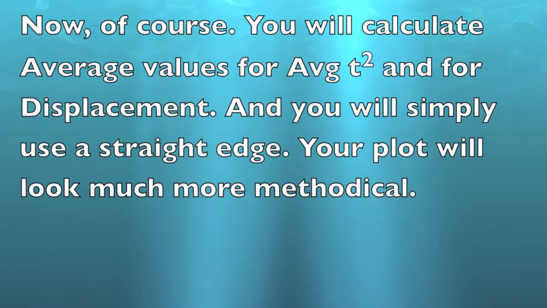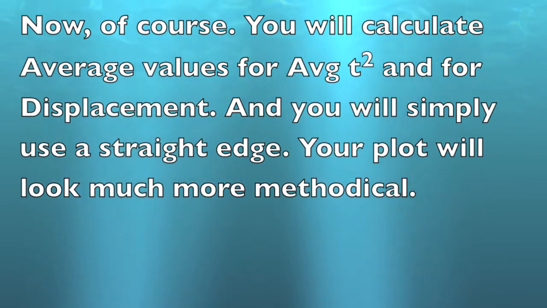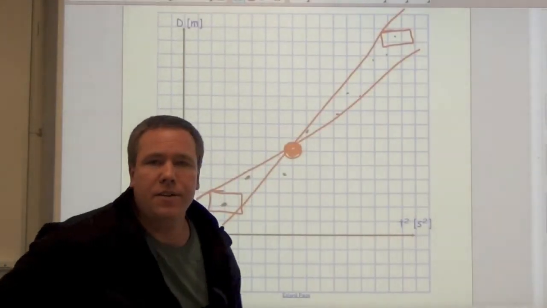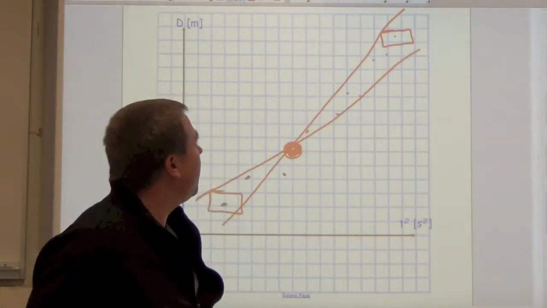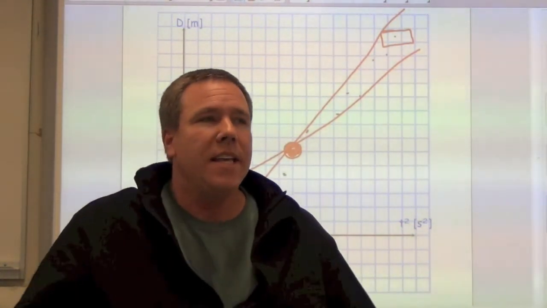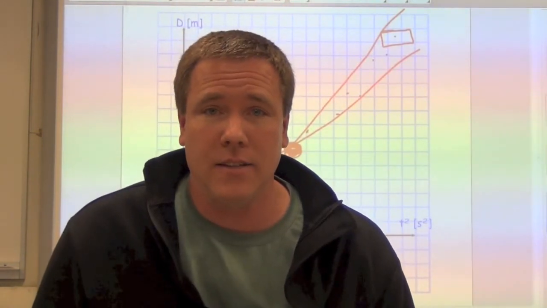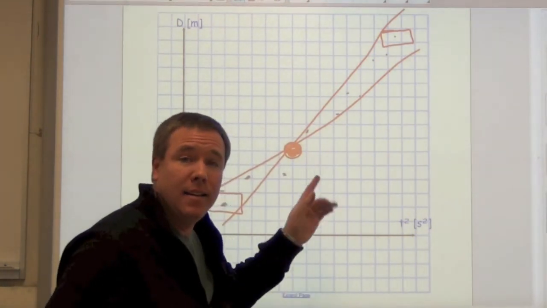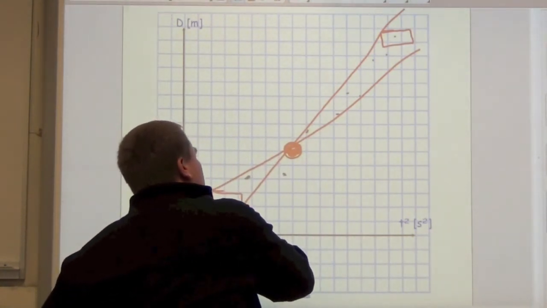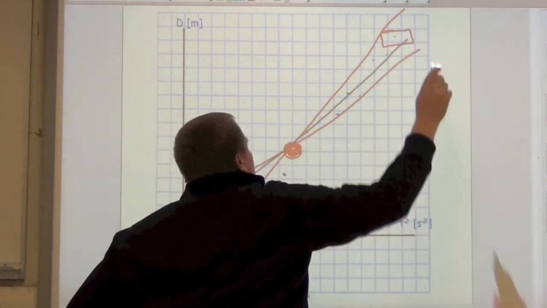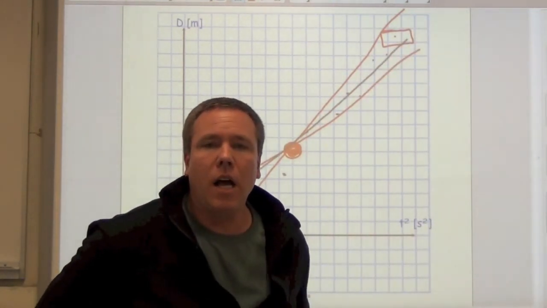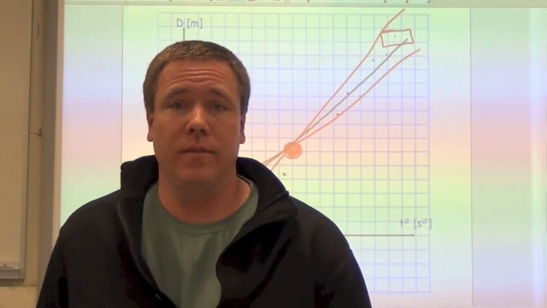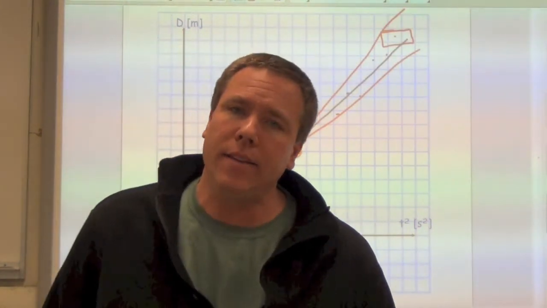Now, of course, you will calculate average values for average t-squared and displacement, and you will simply use a straight edge. Your plot will look much more methodical. Those are perfectly straight, I hope you can see. And what we've just done is we've just shown the extremes of the best fit line. So how do you think we could find the best fit line? Aha. We simply bisect this angle. We draw a line that averages those two extremes. So that's a different method. You can try either one.